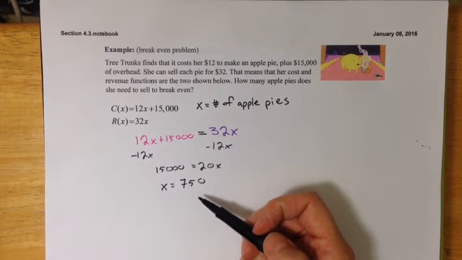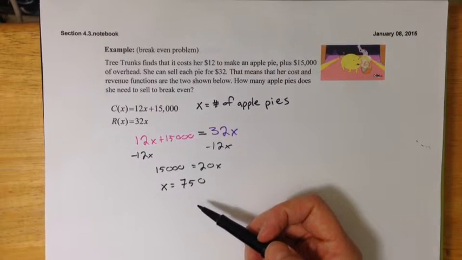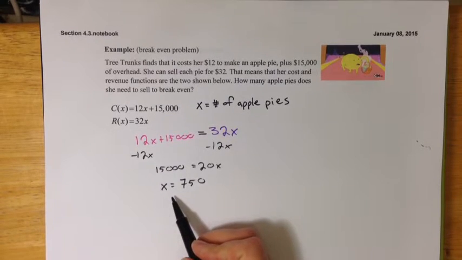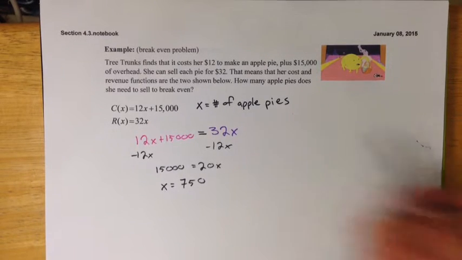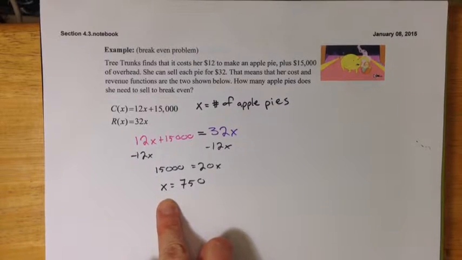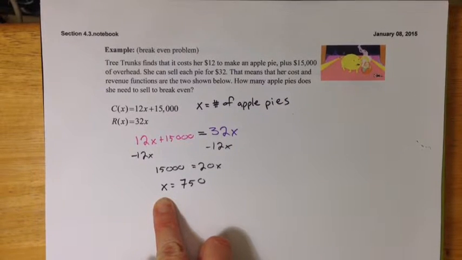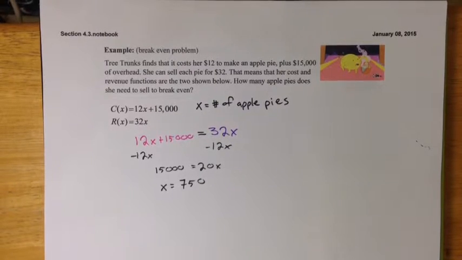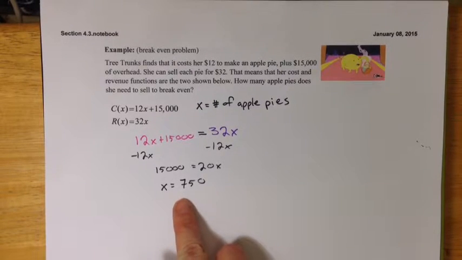Now, this seems like a pretty nice answer, but we're not really quite done yet. We should really write down our answer as a sentence. So I need to remember what that x represented again. x represented the number of apple pies. This is another time when you can see that those variable definitions are really important. It doesn't help Tree Trunks at all if I tell her, well, your break-even point is x equals 750. She really needs to know what that 750 represents. So for Tree Trunks, her break-even point is 750 apple pies. She needs to make and sell 750 apple pies in order to break even.